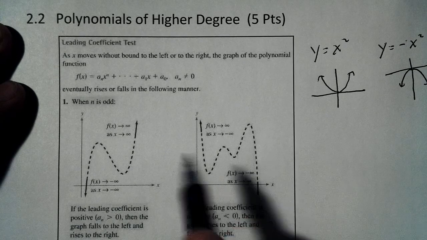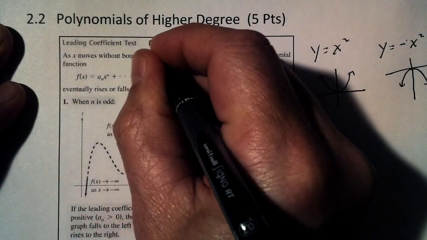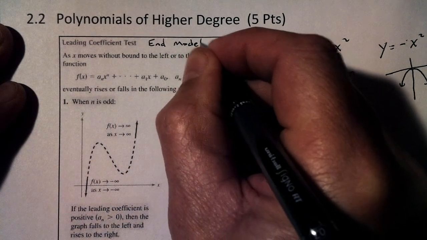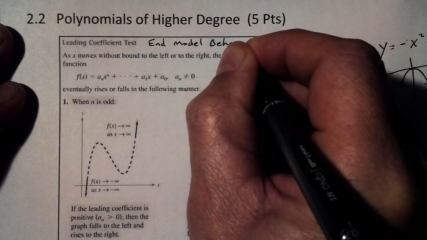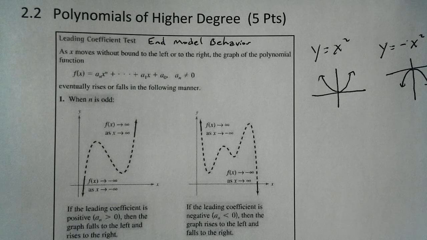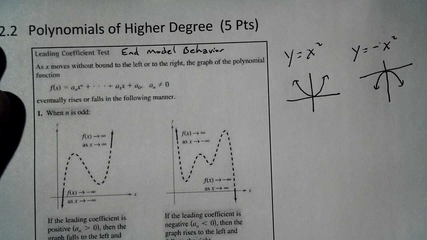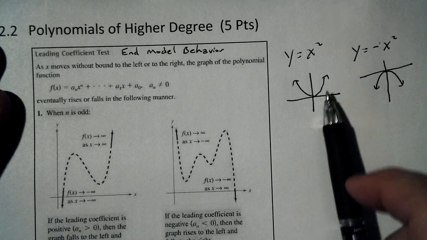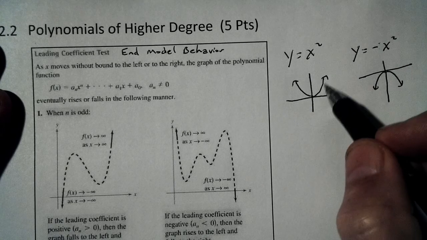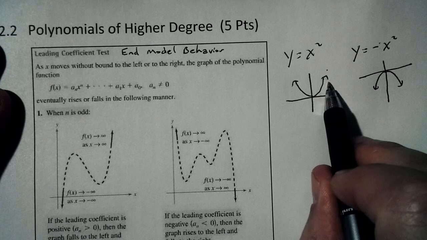Now what they're really getting at here in this leading coefficient test is what we'll be referring to as end model behavior. We'll talk more about that, but that's typically how this is discussed in your calculus classes. In other words, what does the graph eventually do? So this graph, y equals x squared, eventually is rising to the right. As we move on and on and on, how can we describe it as we move on to the right?